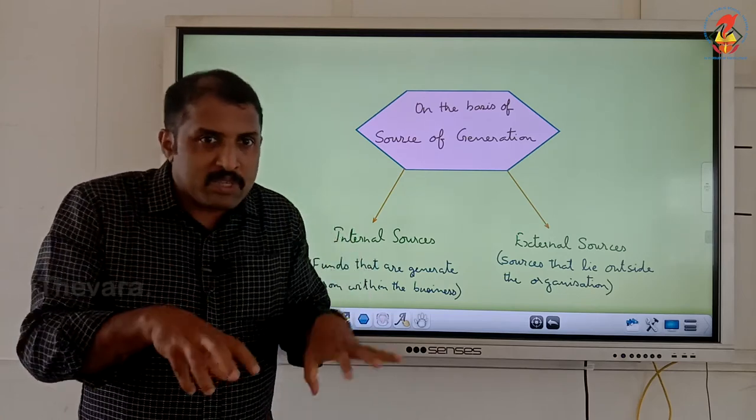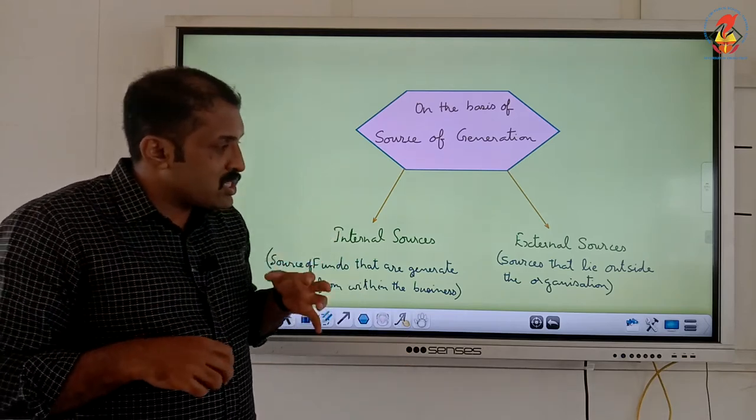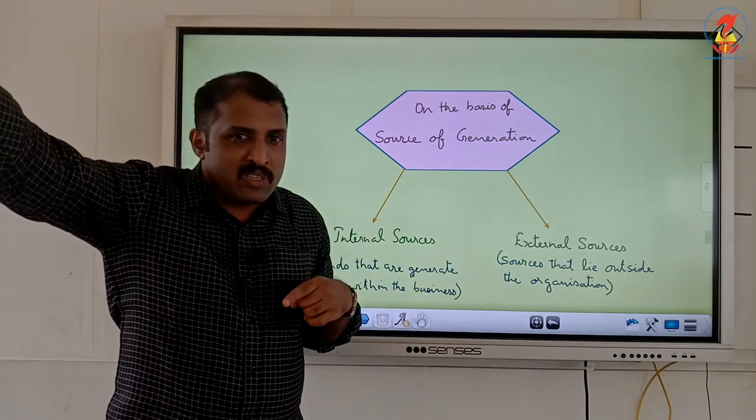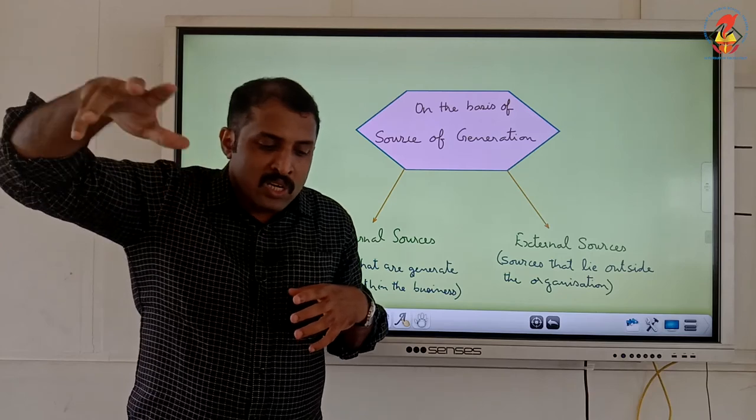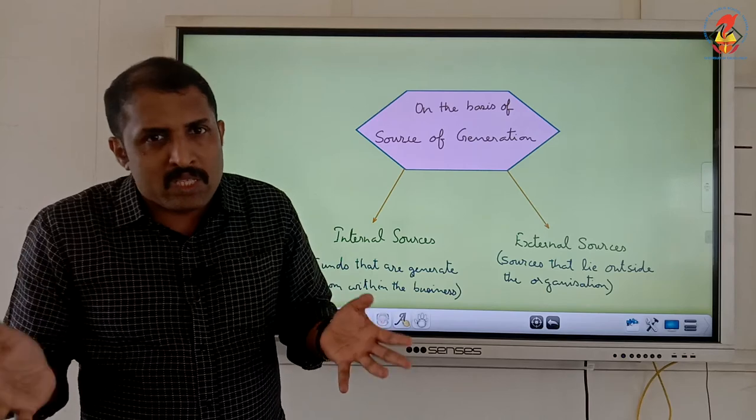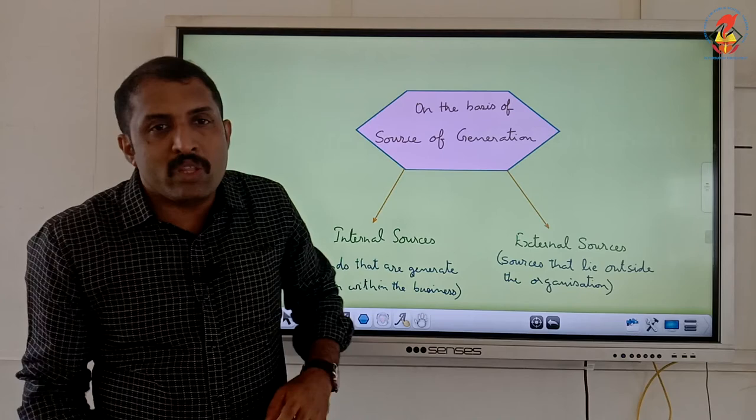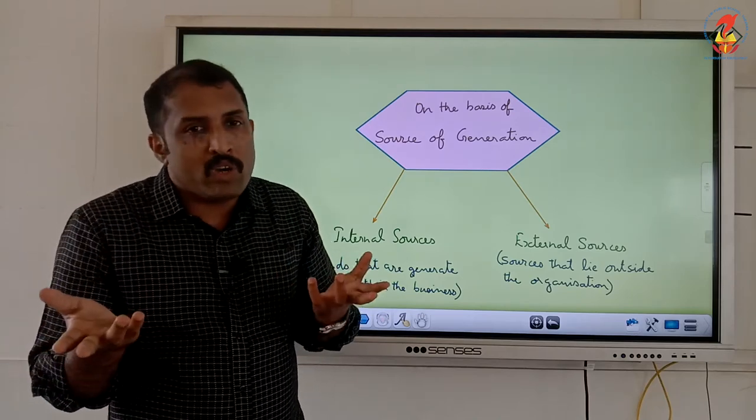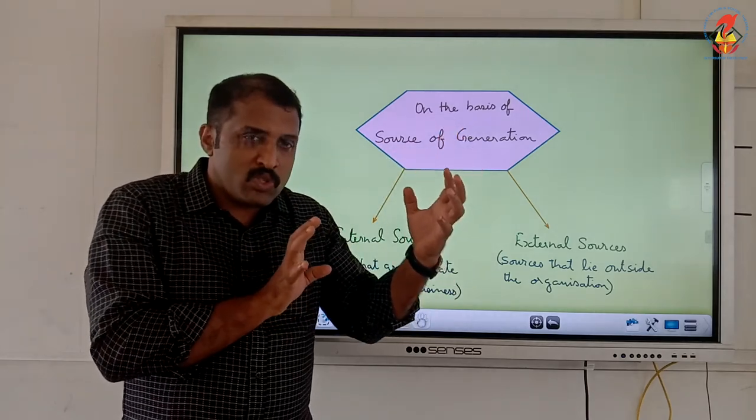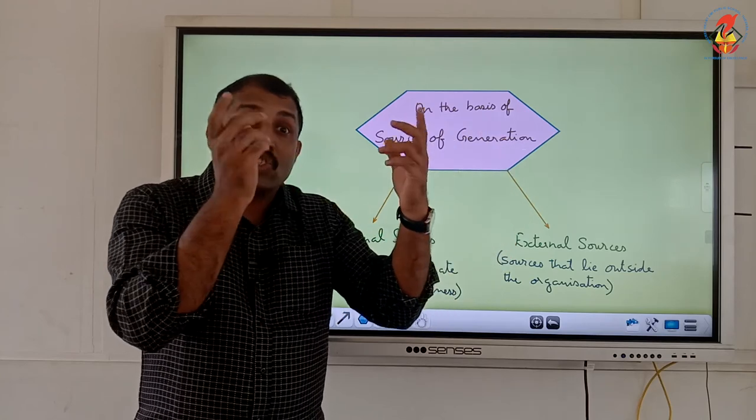So it is from within the business that they are getting internal sources, whereas external sources are those which are from outside the business. Loans from banks, public deposits, debentures, all these things are kinds of borrowings, or come from somebody outside the organization. So on the basis of source of generation, it is internal and external.